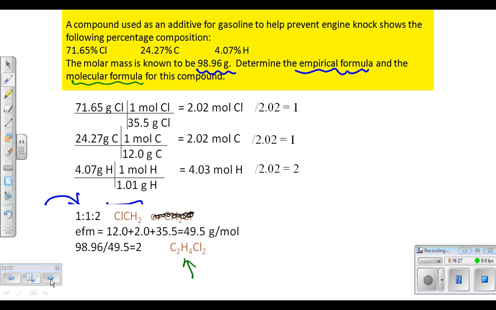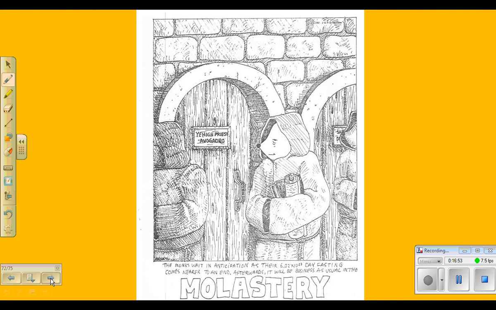Again, we can practice these, but it's primarily just making sure that you realize you'll do the same thing you would for an empirical formula. Find your ratios for your subscripts, and then you would find the mass of your empirical formula and take your molecular mass and divide it by your empirical formula mass to find what ratio you should multiply everything by. Okay? All right. I believe that is all we have, and that is the end of the notes.